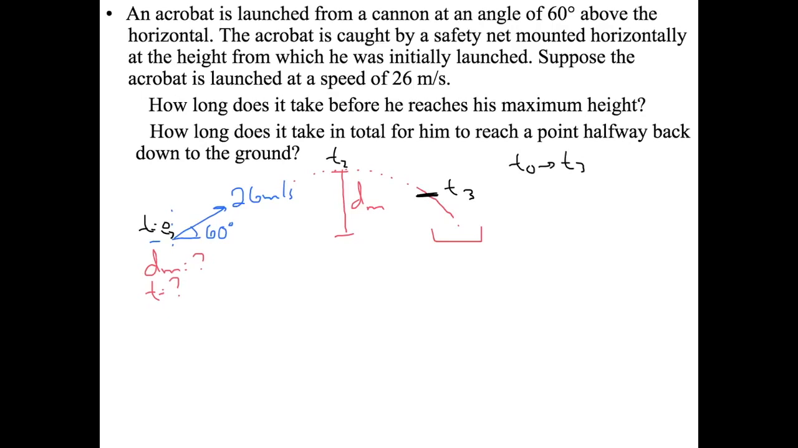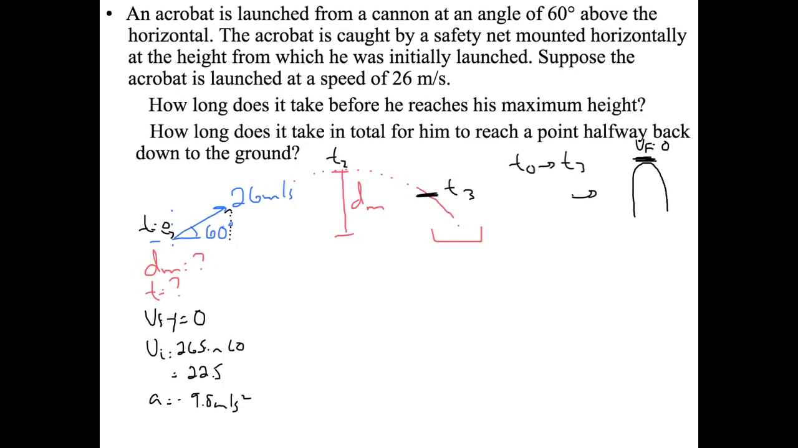Now A says time to reach the maximum height. So look at the vertical component only and find that VF,y in this case will equal 0, of course, because it's going to stop, sort of like this kind of trajectory. As it reaches the top, the VF is 0. It's not traveling upwards anymore. Okay, VI is going to be the vertical component of 26. So it's going to be 26 times sine 60, which equals 22.5. T is the question, and A is going to be negative 9.8 meters per second squared, because we are going to say right and up is positive.